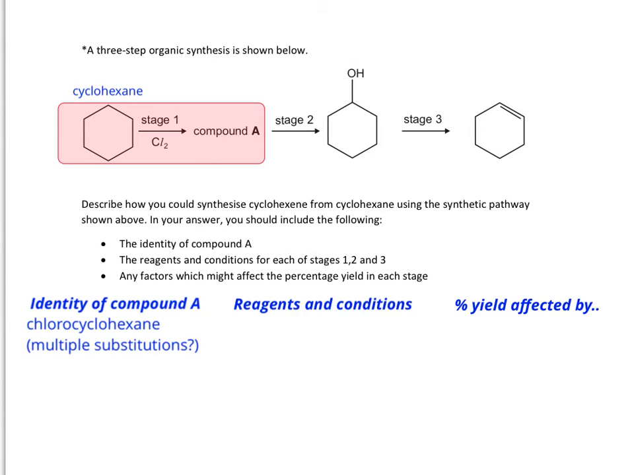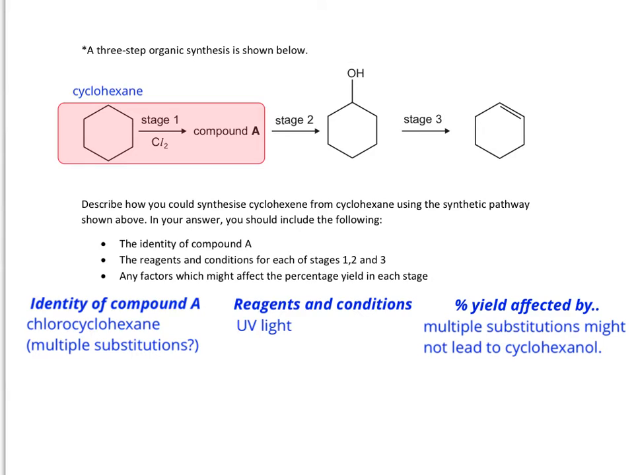Now because this particular mechanism isn't very easy to control, and there's 6 different places where chlorine could substitute, you could get multiple substitutions as well. It's not to say you'll get one chlorine substituting for one hydrogen. So it's worth bearing that in mind for later on in the answer. So to achieve that, you need UV light.